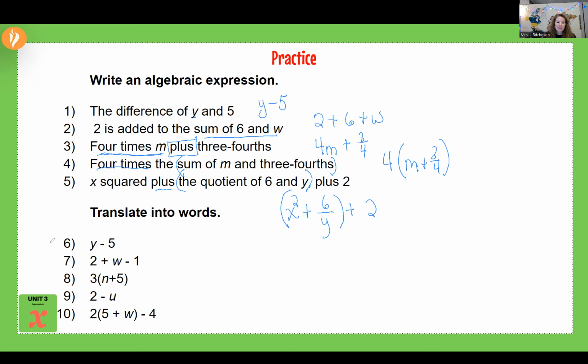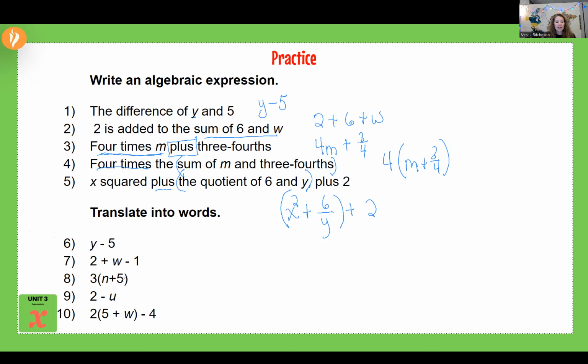All right, number 7, you could say 2 plus the difference of w and 1. You could say 2 plus w minus 1. Number 8 is going to be similar to number 4 up here. So you would say 3 times the sum of n and 5, or you could say 3 times the quantity n plus 5, something like that.